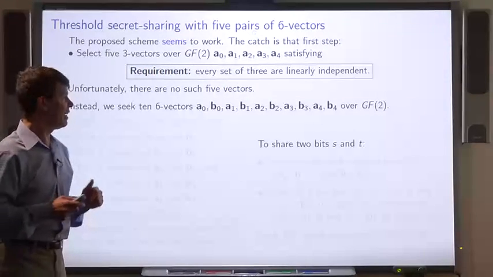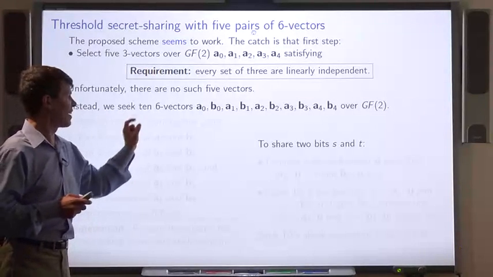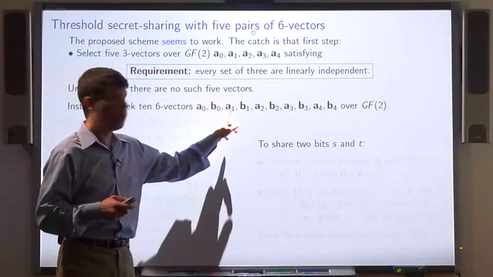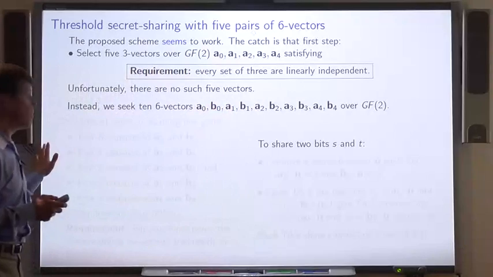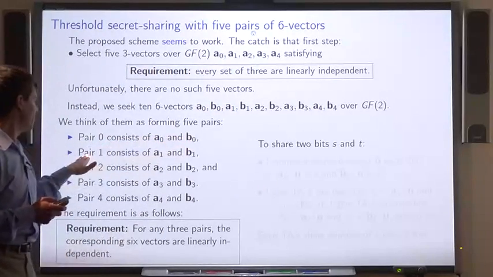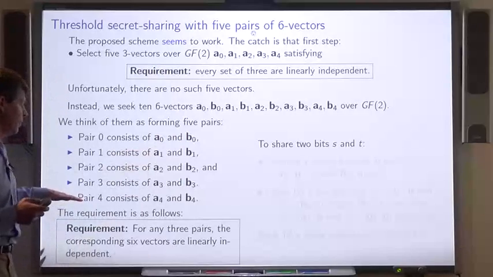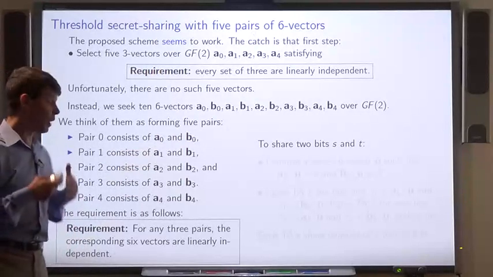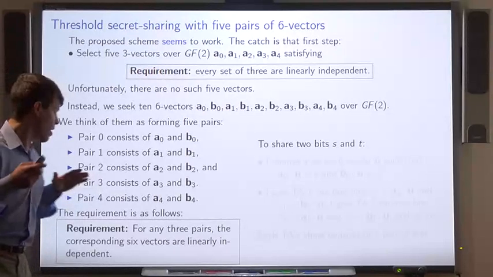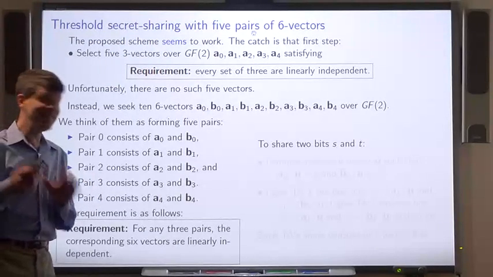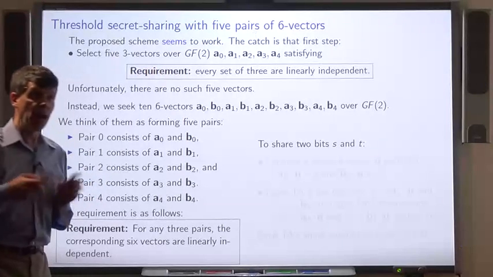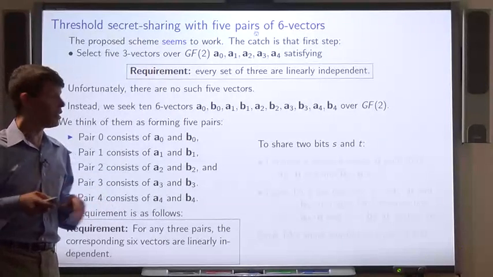Instead, we're going to seek 10 6-vectors over GF2. A0, B0, A1, B1, and so on. And these form pairs. The first pair is A0 and B0. The second pair is A1 and B1, and so on. And the requirement that these vectors must satisfy is this, that for any 3 pairs, the corresponding 6 vectors are linearly independent.